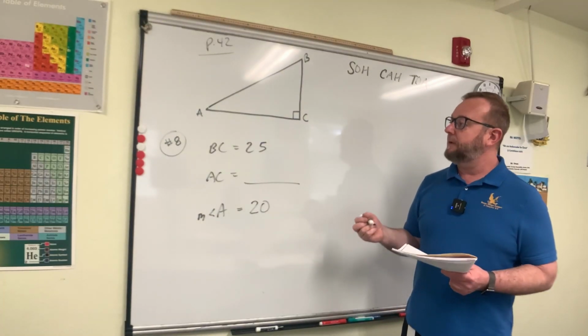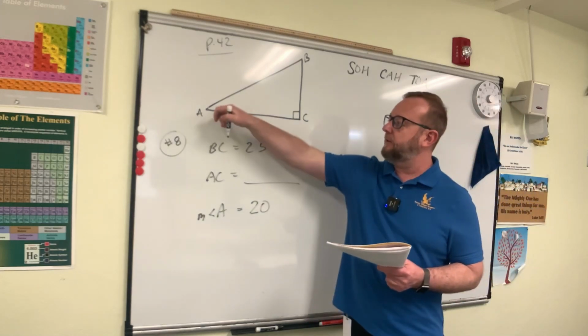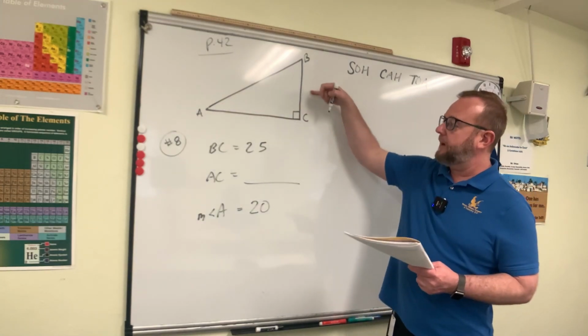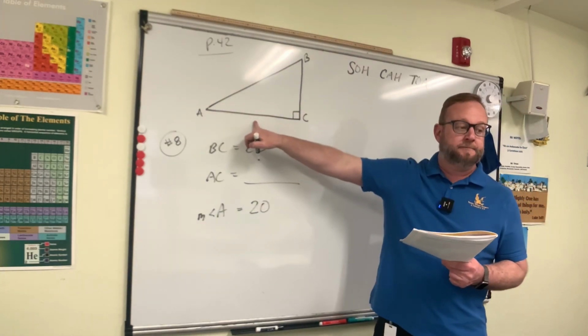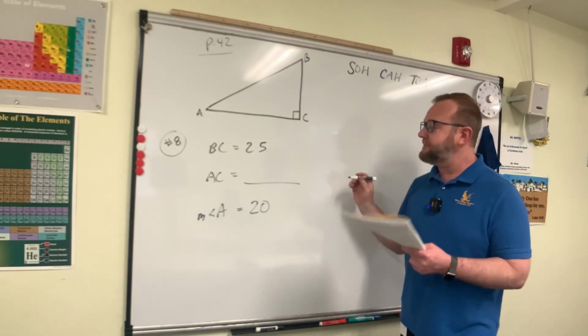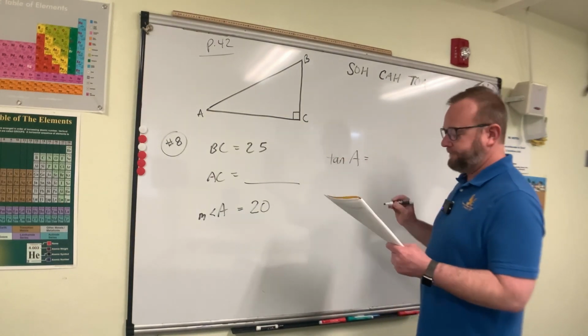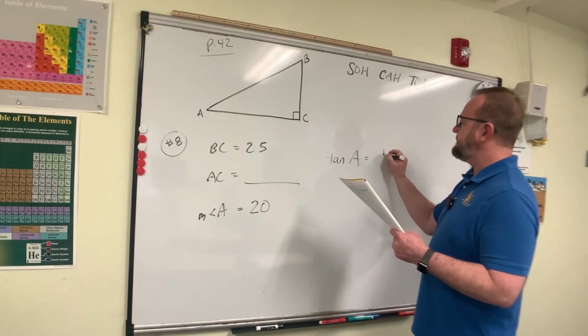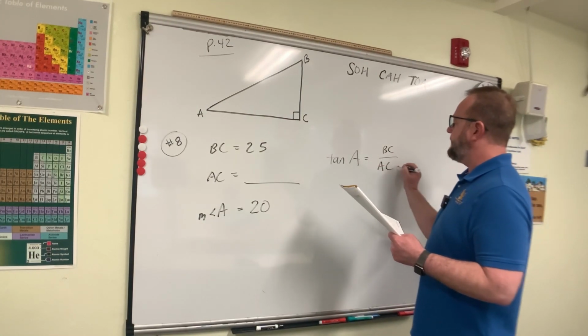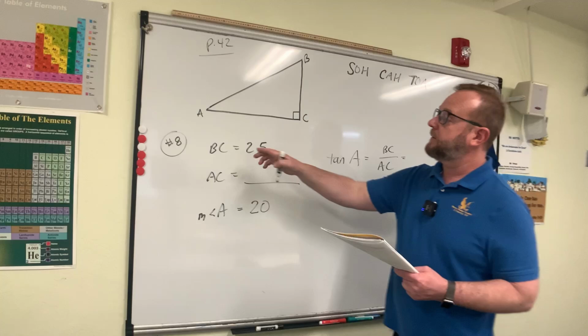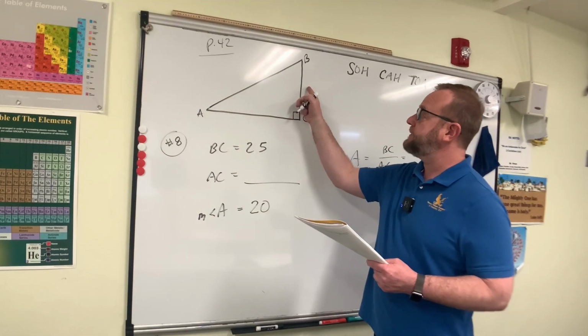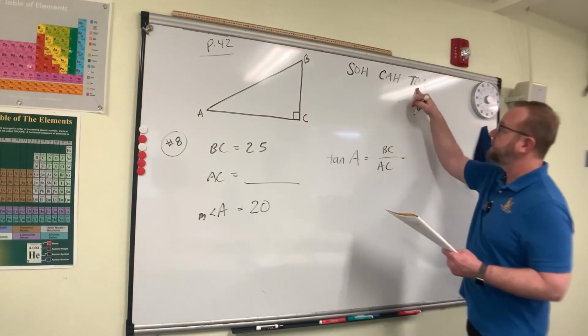Which trig function would I use if I know this angle? I know this side, but I don't know this side. Right, that's going to be the tangent again. So tangent of A is BC over AC, because tangent of A is opposite over adjacent, is what we have here.